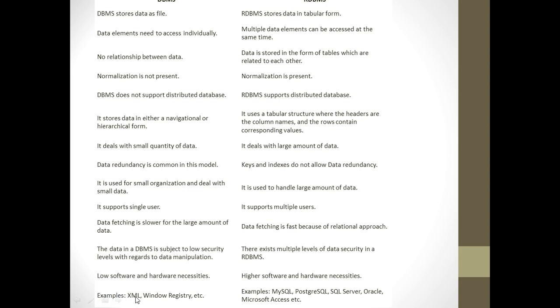So, for example, XML and Windows registry are DBMS. The examples for RDBMS would be SQL Server, MySQL, Oracle, Microsoft Access. So, whatever we see in tabular format, they all come under RDBMS. And where we randomly store the data, they all come under DBMS.